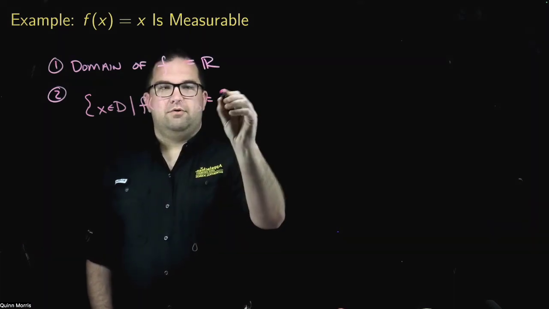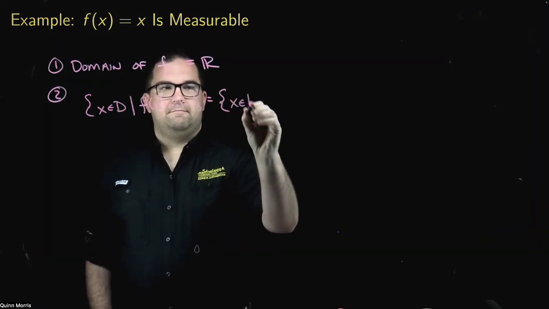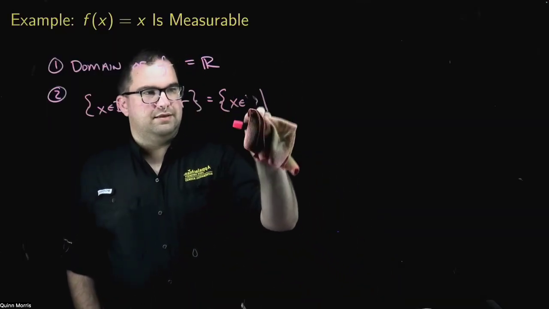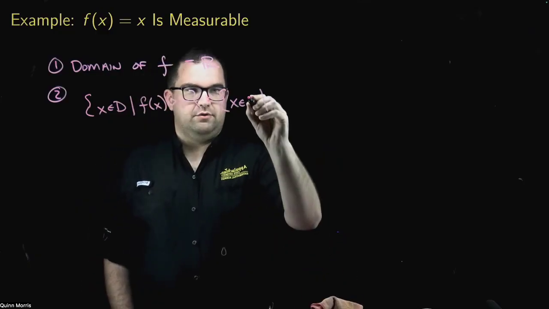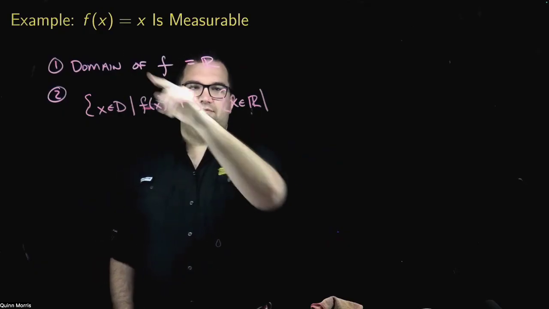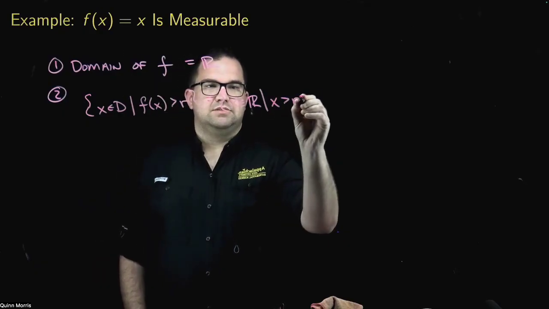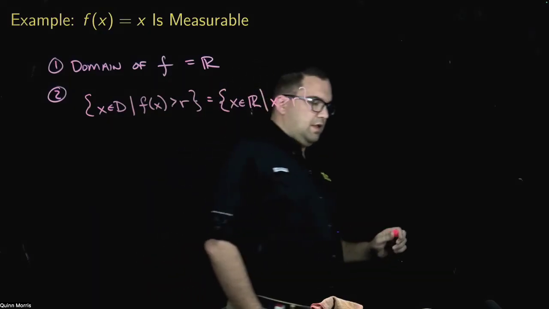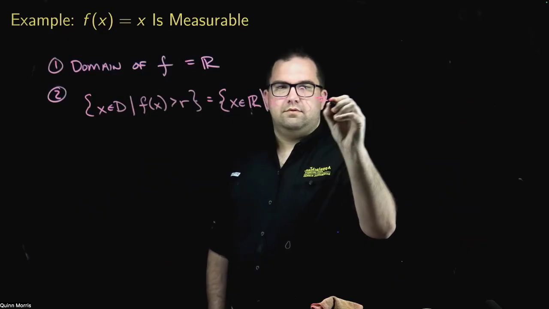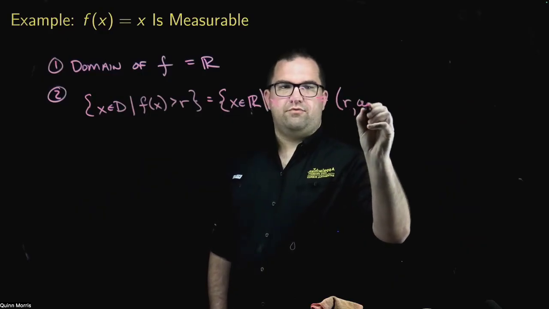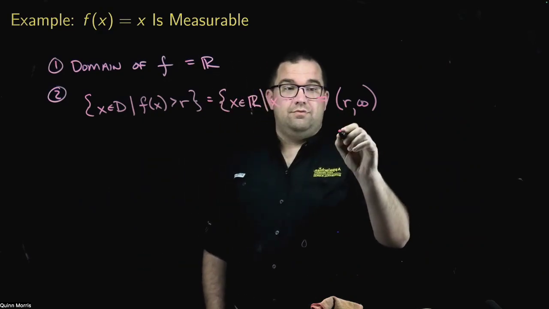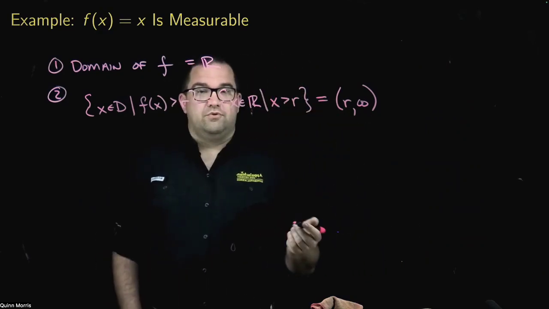Well, what do I know? I know that this is the set of all x, and I know what my domain is. My domain is all reals. This is the set of all x in R such that f of x, which here is just the function x, is greater than r. And I could ask myself, well, how do I know that's measurable? Well, this is just the interval from r to infinity. Okay. In particular, it's an interval, and all intervals are measurable.